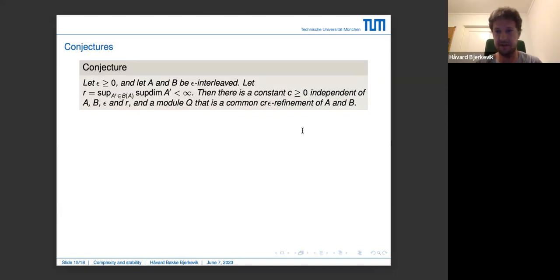So I conjecture the following: you have almost the same theorem as before, but where I replaced R, which was the maximal dimension of A, with the maximal dimension of any summand of A. So if A is just indecomposable, then this is exactly the same. But if A is a direct sum of many, let's say, pointwise one-dimensional modules, then these two R's can be very different. And then this conjecture here could be a much stronger statement than the theorem.